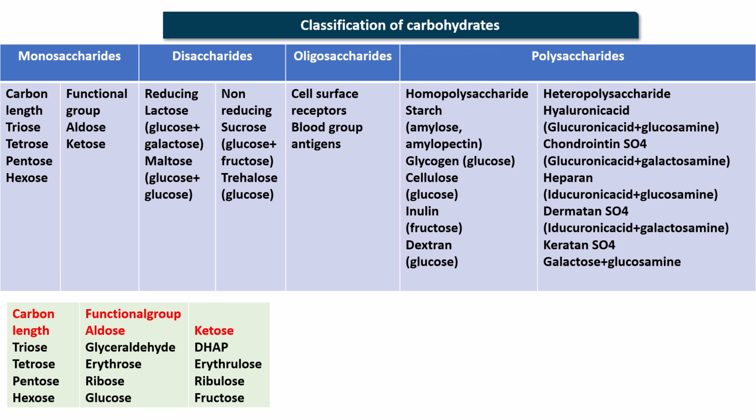Disaccharides are made up of 2 monomeric units linked by glycosidic linkage, which can be classified into 2 types: reducing and non-reducing. Reducing sugars include lactose, made up of glucose and galactose, present as a component of milk sugar, and maltose, made up of glucose and glucose. Non-reducing sugars are sucrose and trehalose.